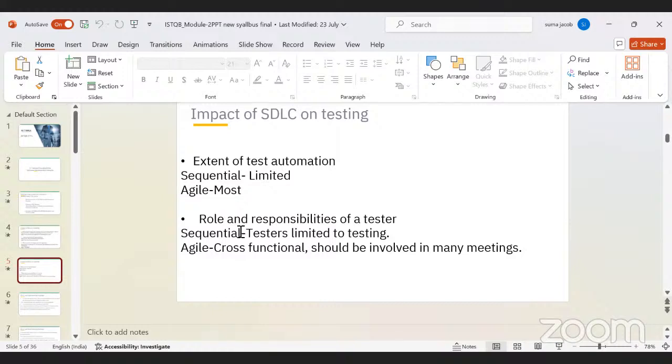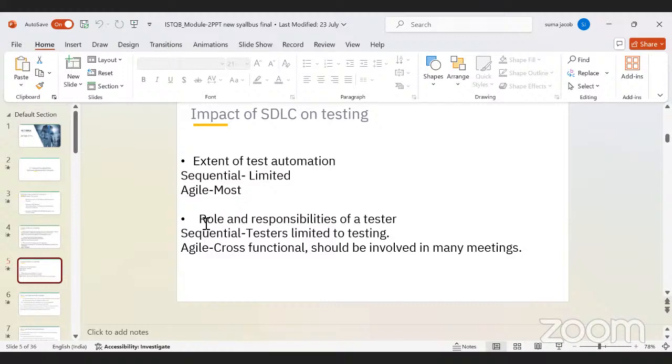And then finally, we have the role and responsibilities of a tester. In the sequential development model, from the definition itself, we know that testing happens only towards the end, with very little involvement in early development stages. Whereas in Agile, it is cross-functional. We should be involved in all the different meetings happening.